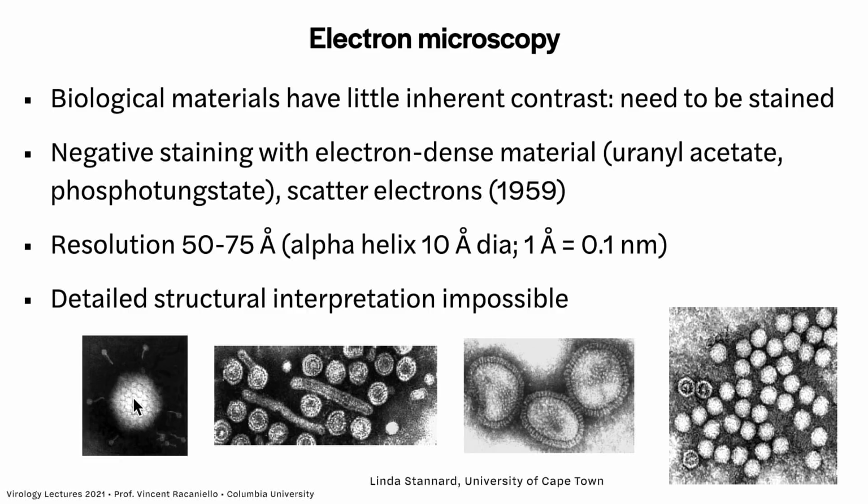You can see that here's an icosahedral particle with some fibers sticking out from each corner, and that's an adenovirus. And here's a hepatitis B virus, which exists in different forms. And here's an influenza virus, an enveloped virus. And on the right is a Picornaviridae, where you can see some of them are empty and some of them are not. But you don't get any detailed structural interpretation.